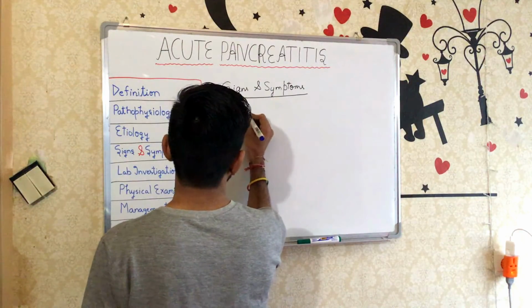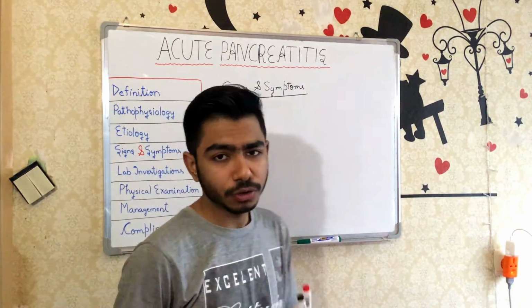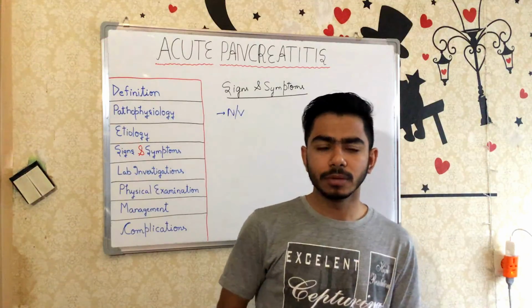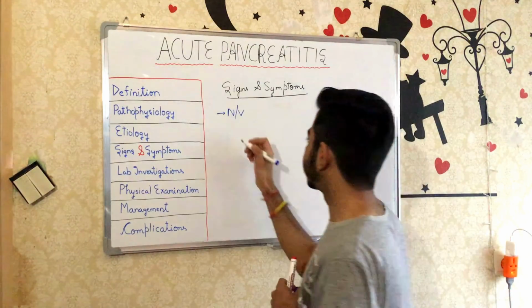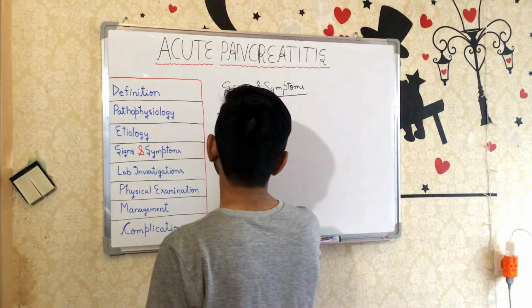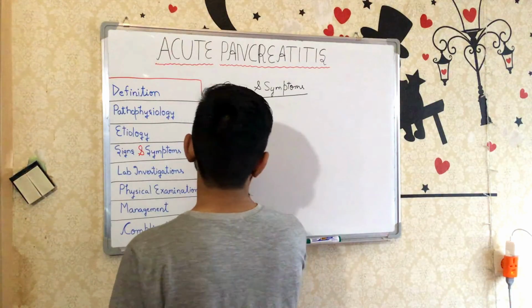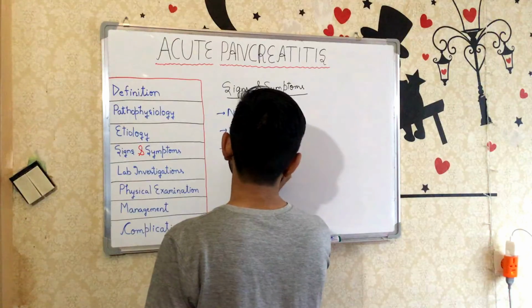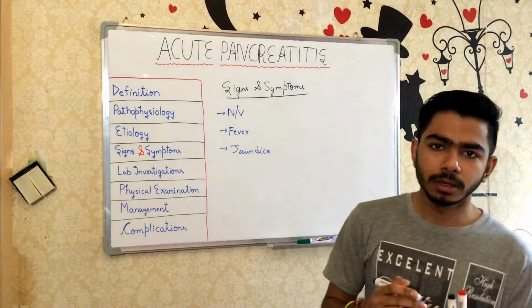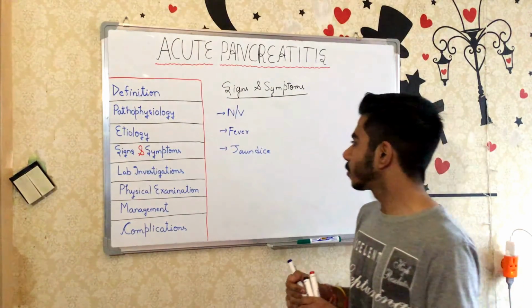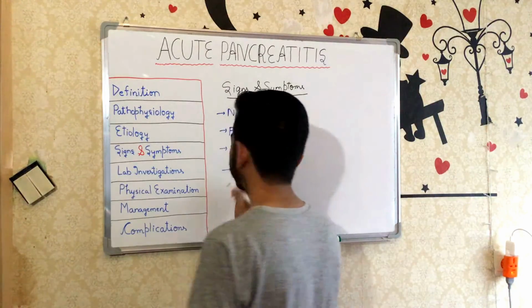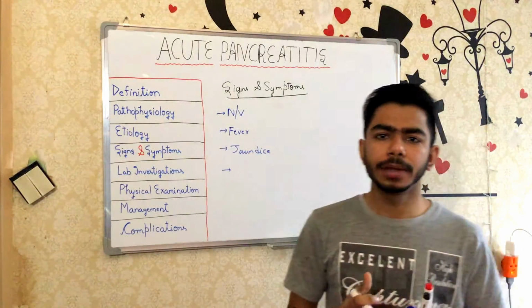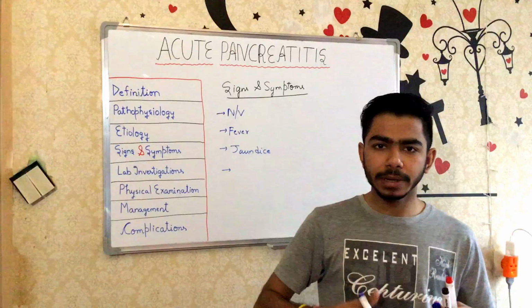Nausea and vomiting. These are the main signs: nausea, vomiting, fever, high temperature. Also, they can have jaundice due to the backflow, and also there is the general sudden pain, central epigastric pain.